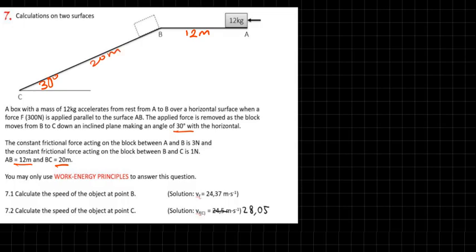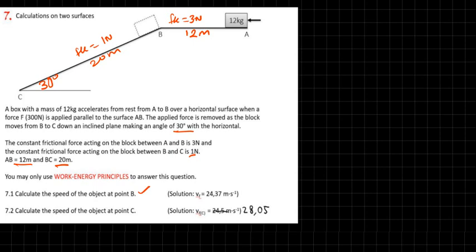And the friction between AB is 3 newtons, so the friction at this point is 3 newtons. And the friction between BC is 1 newton. Now, you may only use the work energy principle to answer this question. Calculate the speed of the object at point B.